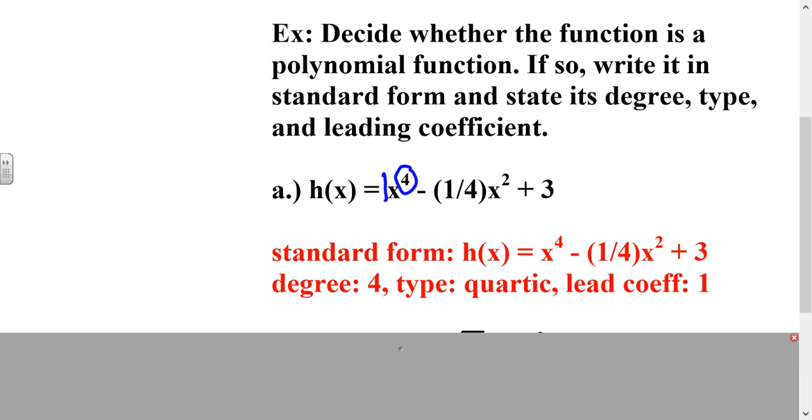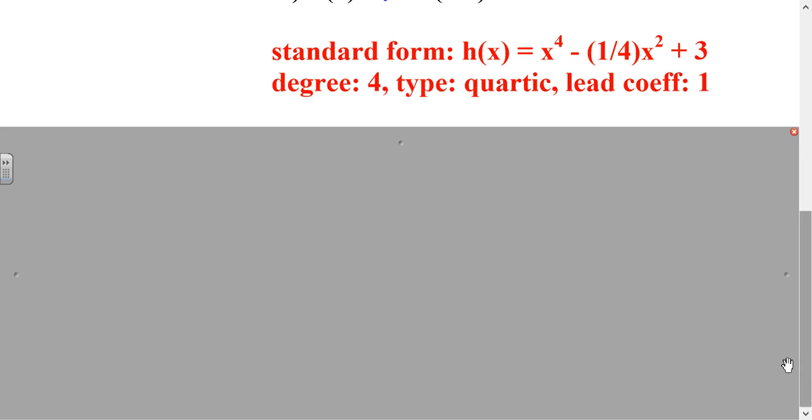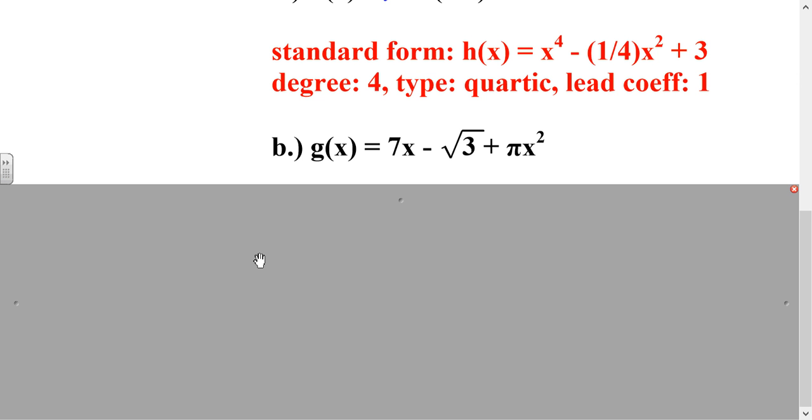So those are our answers for the first one. Let's try another one. See how you guys do. Like I said, feel free to pause and see if you can get the answers. So we have g of x equals 7x minus the square root of 3 plus pi x squared.